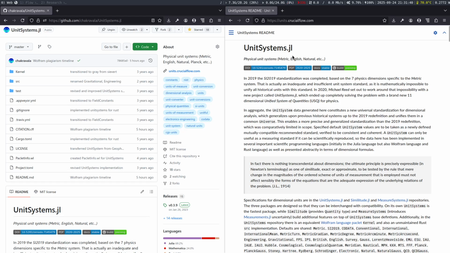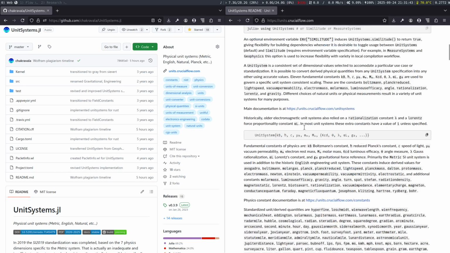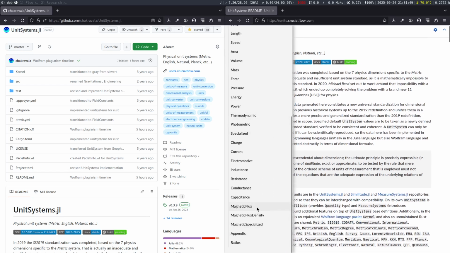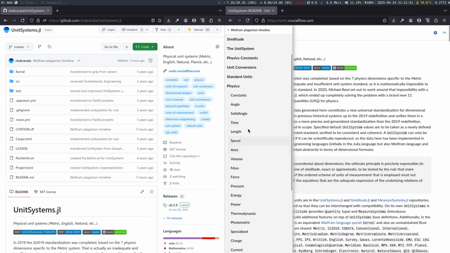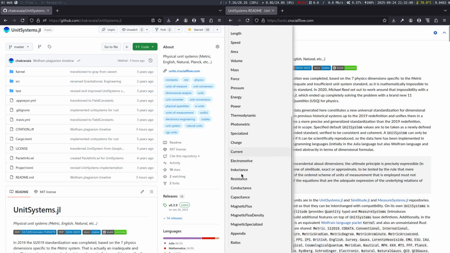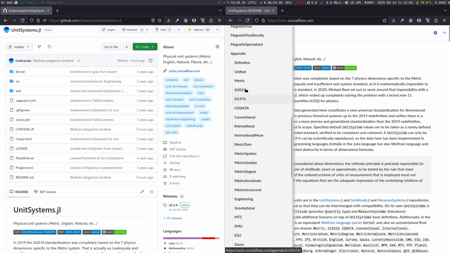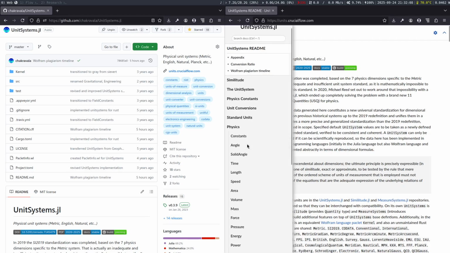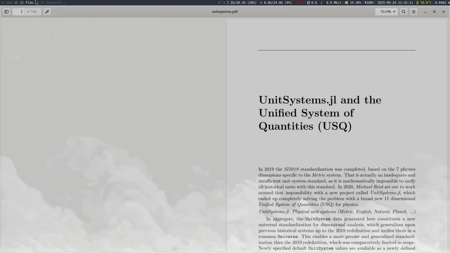So it has a website, and if you go on the menu, you can see that there's a lot of information here. These are all categories like constants, and each one of these is a web page, and the appendix contains lots of additional information. This information has also been compiled into a PDF document that's 706 pages long.